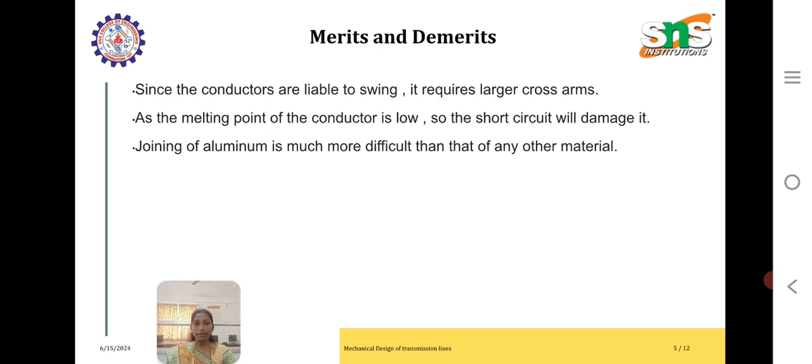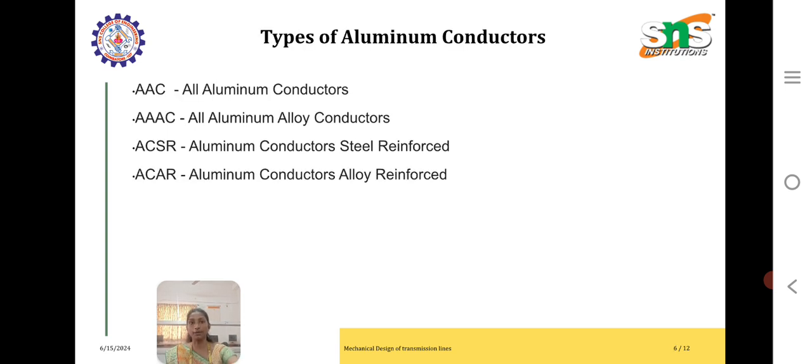The weight is also much lesser compared to copper wire. Since the conductors are liable to swing, they require larger cross arms, so we should support them with larger cross arms. As the melting point of the conductor is low, a short circuit will damage it. Joining aluminium is also much more difficult than joining other materials. So these are the merits and demerits of aluminium.